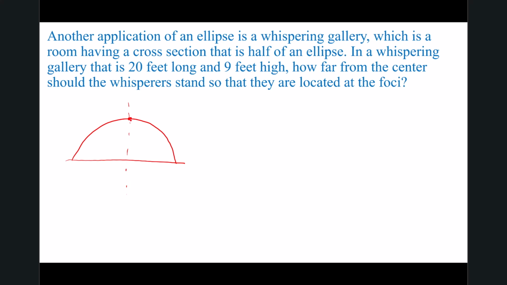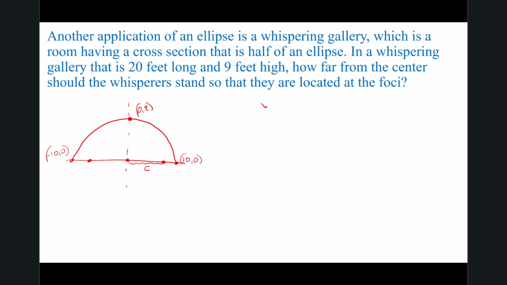So I'll make this point 0, 9, the center is 0, 0, and then 20 feet long. So this point is 10, 0, and this point over here would be negative 10, 0. So the two focus points, I want to know where the focus points are. So how far from the center should the whisperer stand, which is c. That's what I want to know, is the c value.